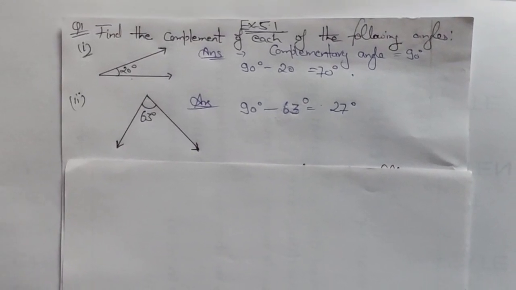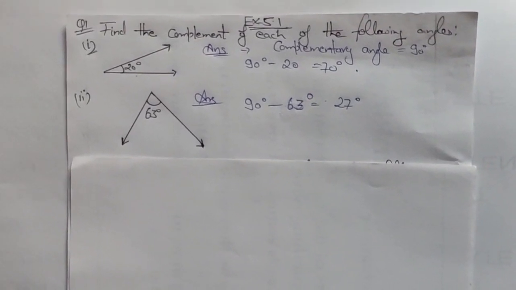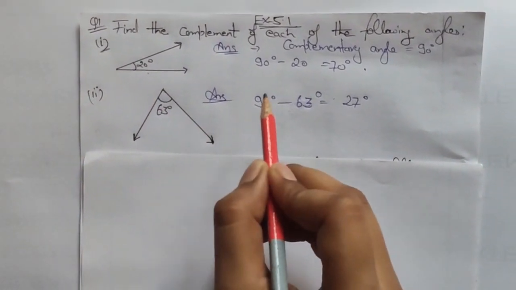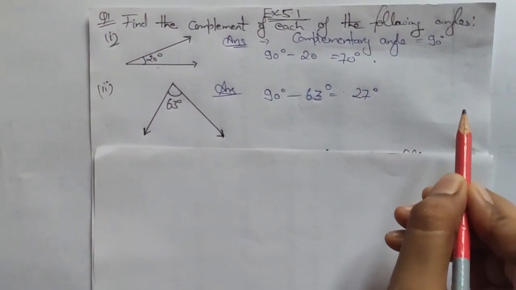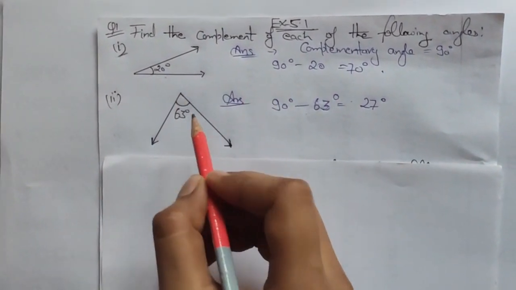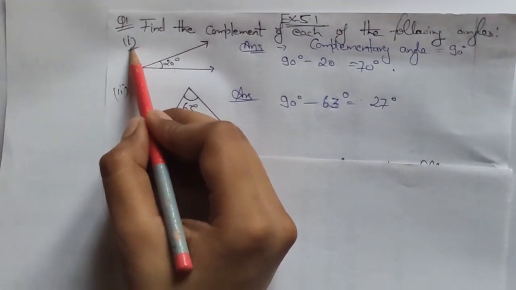Hello children, today we are going to solve questions of exercise 5.1. So let's start with question number 1. Find the complement of each of the following angles. In this question we have to find out the complement of these angles. So let's start with part 1.